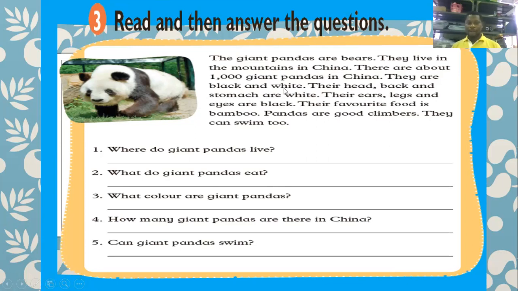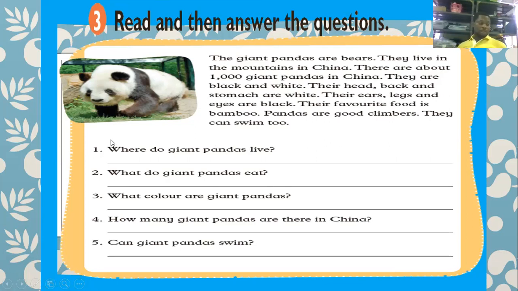They are black and white. Their head, back, and stomach are white. Their ears, legs, and eyes are black. Their favorite food is bamboo. Pandas are good climbers. They can swim too.